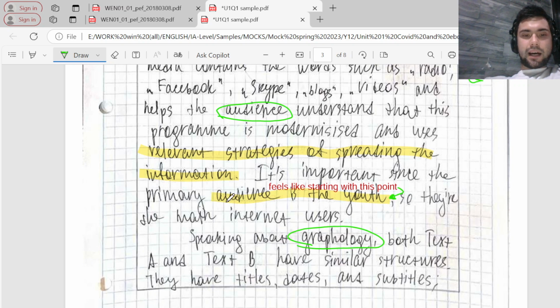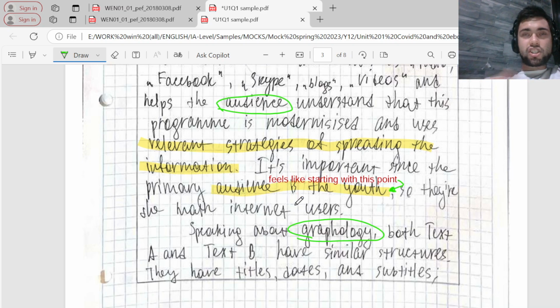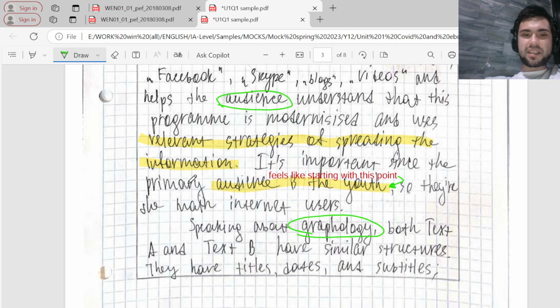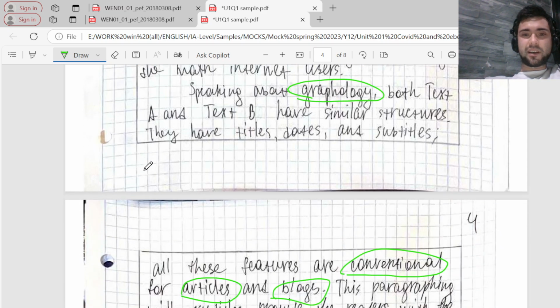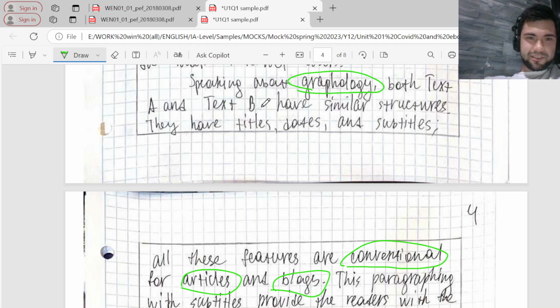So I would rather start by presenting the audience and then relating this introduction to the use of words, and then suggesting that the purpose or why is that to appeal to them, or to, as it is written here, to use relevant strategies of spreading the information. This is the part, even though it doesn't really sound reasonable here, but it's fine. After that, kind of fine.